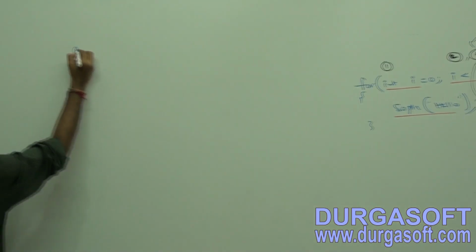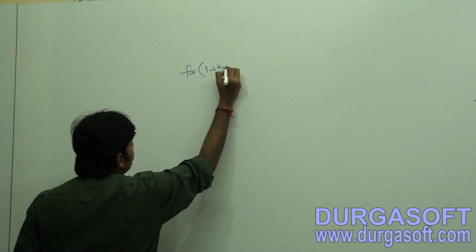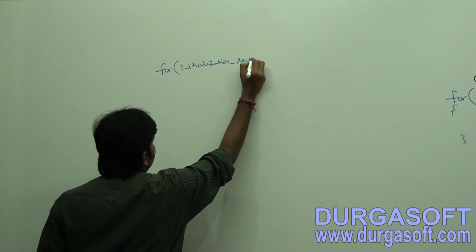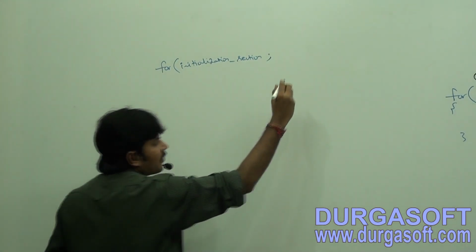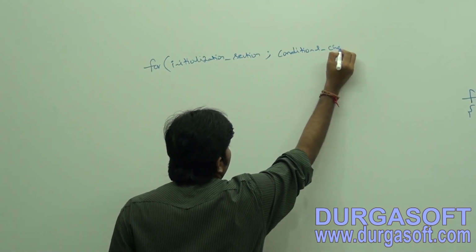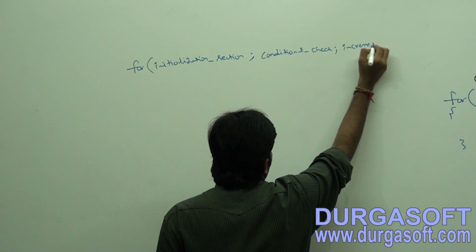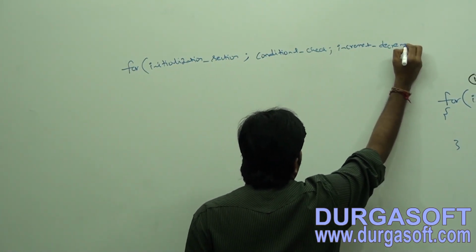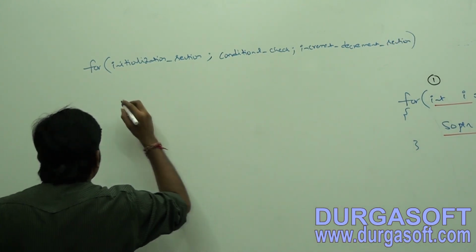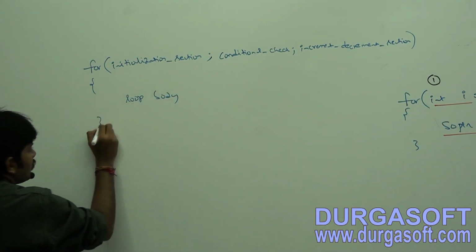For the for loop, what is the first part? Initialization section. What is the second one? Condition check, or conditional check. What is the third one? Increment or decrement section. And within that, what is there? The loop body.